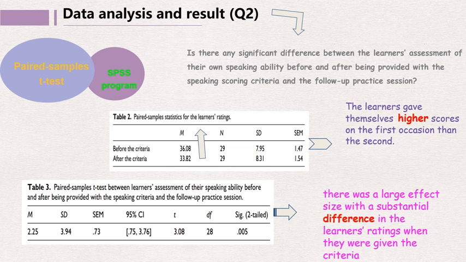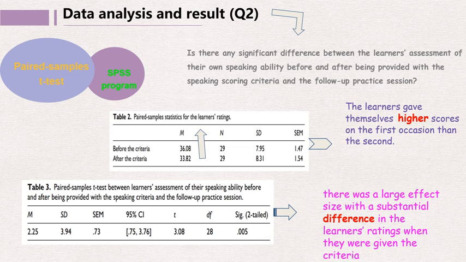The results showed that, according to Table 2, the learners' mean scores before and after being provided with the criteria are 36.08 and 33.82 respectively. A comparison across the two mean scores reveals that the learners gave themselves higher scores on the first occasion than the second.